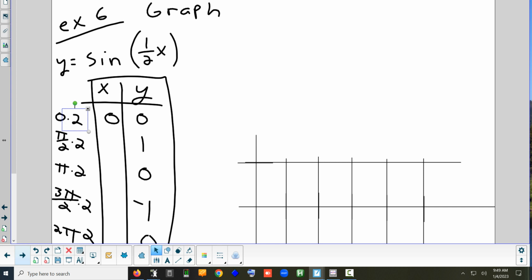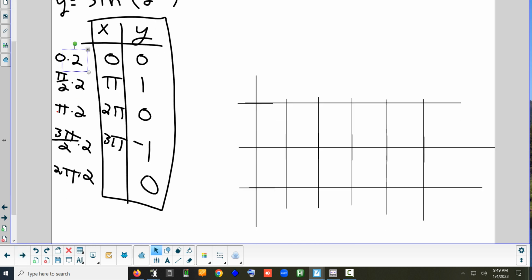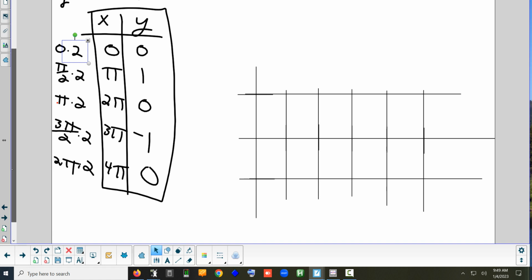How about pi over 2 times 2? Pi. Pi times 2? 2 pi. 3 pi over 2 times 2? 3 pi. And 2 pi times 2? 4 pi. And that's it. Those are your new x values.